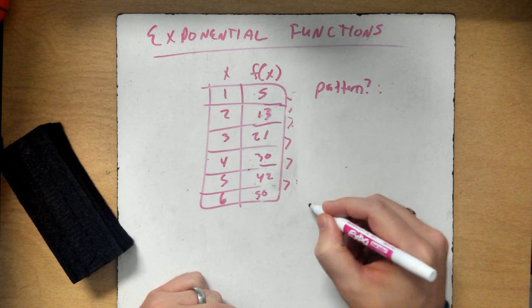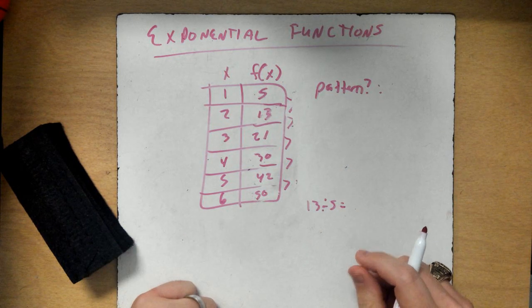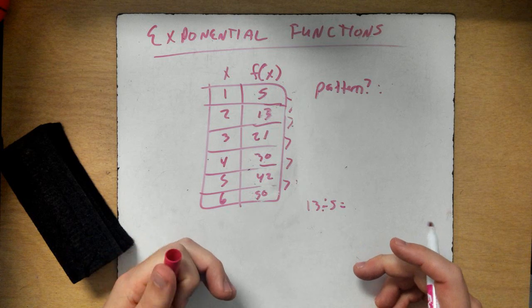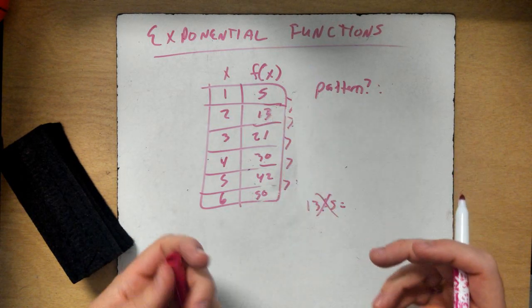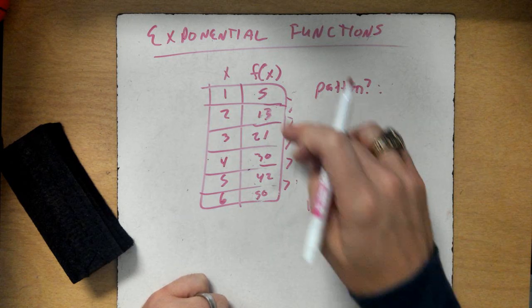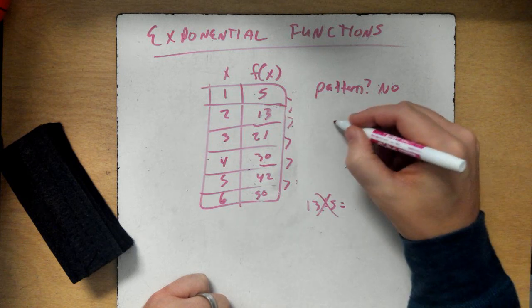So if we do 13 divided by 5 to see if there's a pattern, we can't do that. It doesn't work out. You get a decimal. Same thing at 21 and 13. Nothing's going to work. The pattern is not the same, so there is no pattern. So it is not exponential.